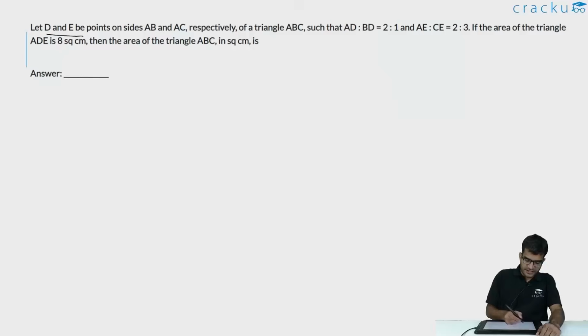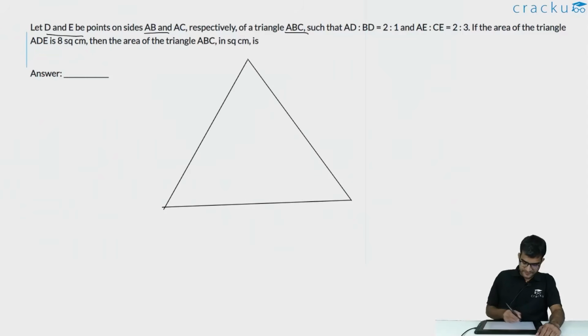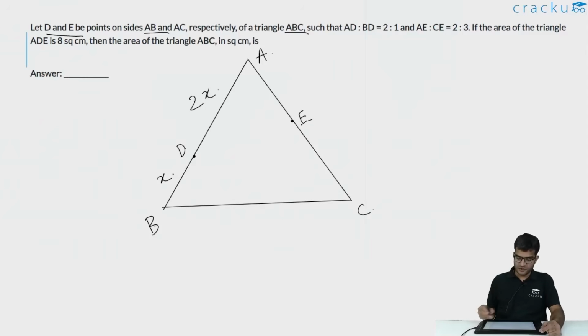In this question, we are told that D and E are points on the sides AB and AC of a triangle ABC. So let us assume that this is the triangle ABC. This is A, this is B, and this is C. We are told that D and E are points such that AD is to BD is 2:1. So let us assume that AD is 2x and BD is x. Similarly, E is a point on AC such that AE is to CE is 2:3. So let us assume that this is 2y and this is 3y. We are given the area of triangle ADE.